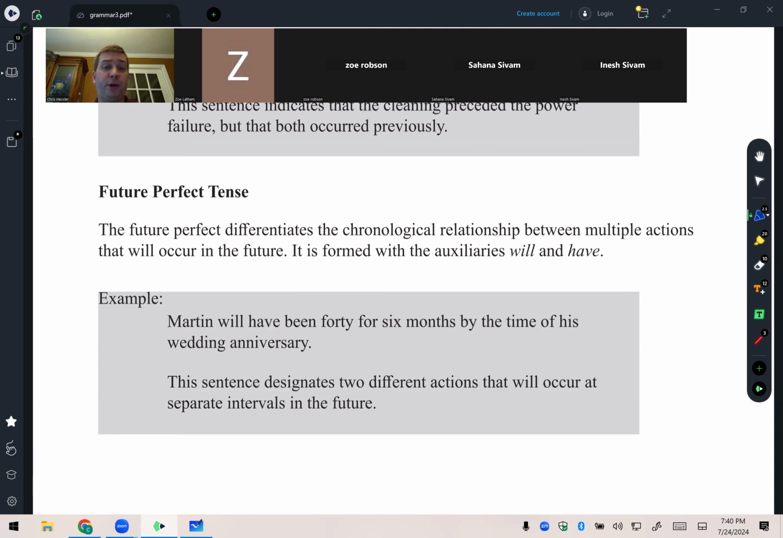So which will happen first? Will being 40 for 6 months happen first, or will the wedding anniversary happen first? I can tell that he will have been 40 for 6 months first. And that's the whole point of the future perfect. We have multiple events that will occur in the future, and I can indicate which one will happen first. All right, so those are the 6 commonly used tenses. We don't really have to worry about any of the other rare tenses.